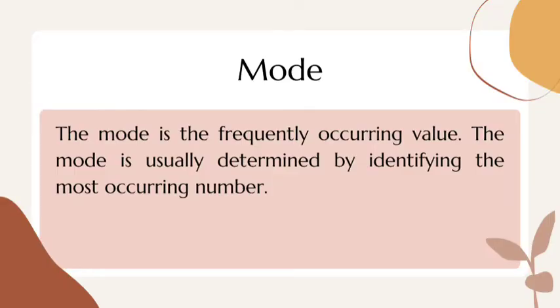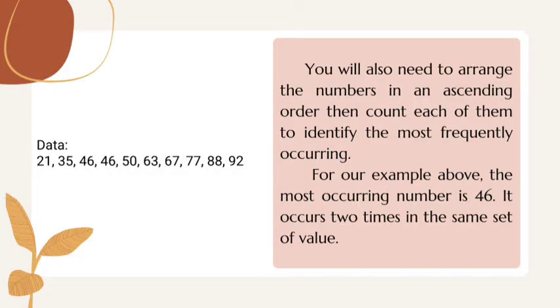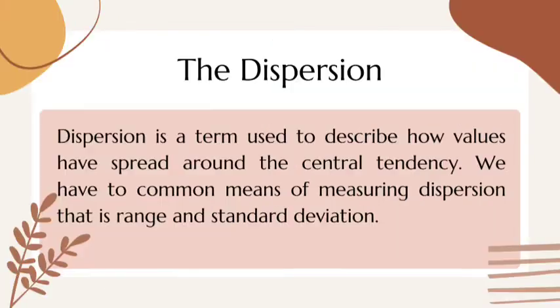In a set of values, the mode is the most frequently occurring value. The mode is usually determined by identifying the most occurring number. You will also need to first arrange the numbers in ascending order and then count each of them to identify the most frequently occurring. As you can see, the most occurring number here is 46. It occurs 2 times in the same set of values, so our mode is 46.